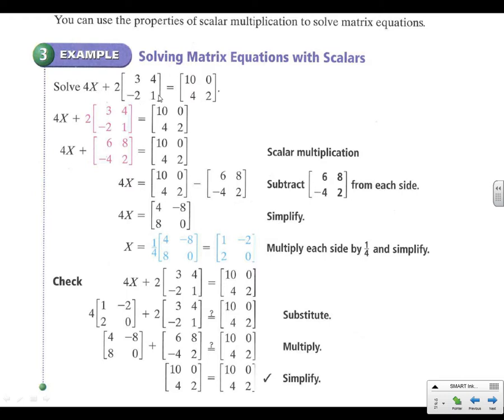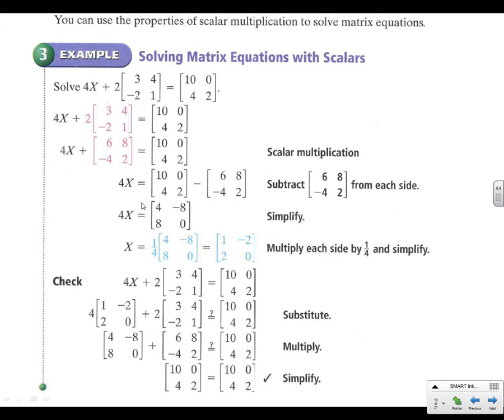Let's do solving. So same thing as before. Let's clean this one up first. 2 times 3 is 6, and then 8, negative 4, and 2. If we times the 2 all the way in, how would we get rid of this? We need to subtract it on the other side, so you can see that here. Move it to the other side. And then let's clean it up. What's 10 minus 6? We get 4. What's 0 minus 8? We get negative 8, right, all the way through.